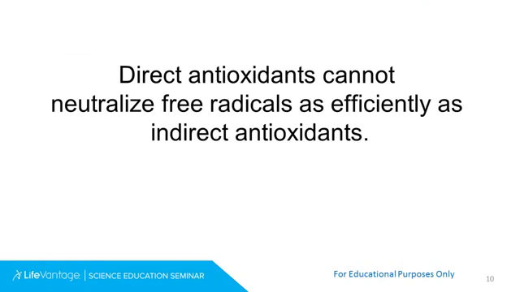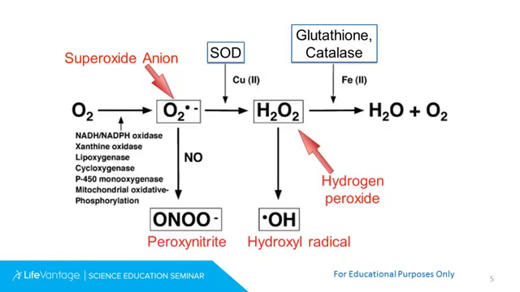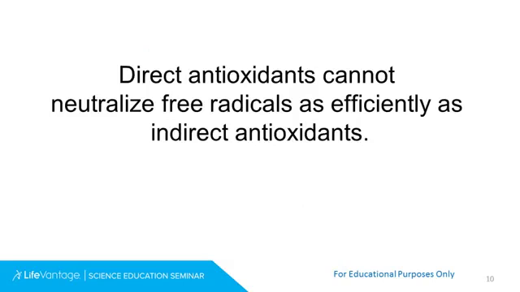So what we've learned is that these direct antioxidants cannot neutralize free radicals as efficiently as indirect antioxidants. And the indirect antioxidants are the SOD, the glutathione, the catalase, and hundreds of other compounds. And these are actually antioxidant molecules that your own body makes. They're not things that you take in from the outside, and that's why they're called indirect or endogenous antioxidants.